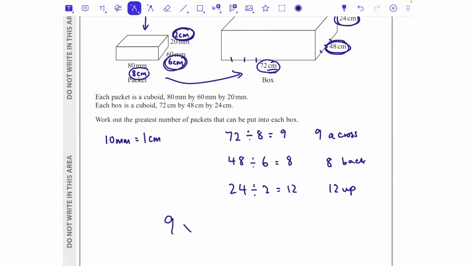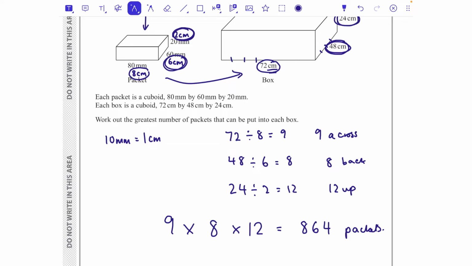So 9 across times by 8 back times by 12 up. And again, we can just type that in our calculator. So that's going to give us an answer of 864 packets.